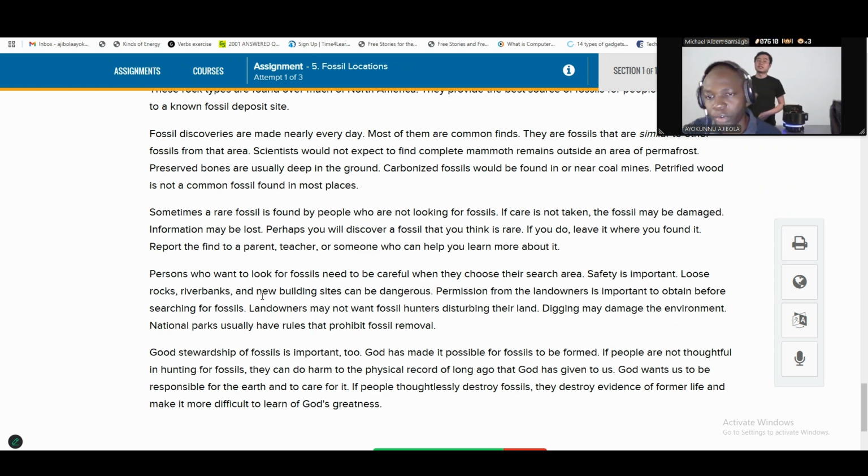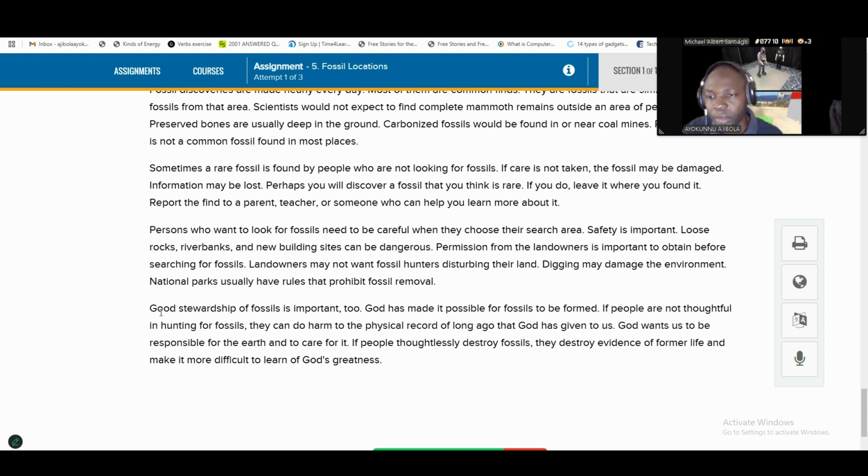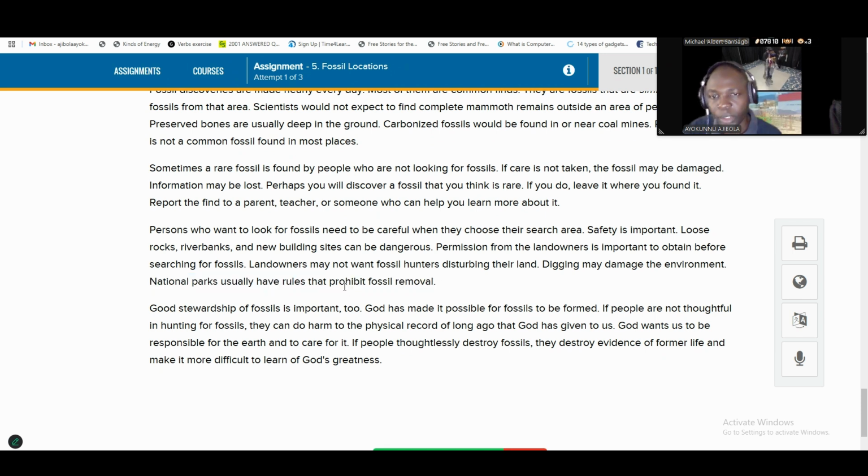Loose rocks, riverbanks, and new building sites can be dangerous. Permission from the landowners is important to obtain before searching for fossils. Landowners may not want fossil hunters disturbing their land. Digging may damage the environment. National parks usually have rules that prohibit fossil removal too. So take note of that, okay? They usually have rules that go against removal of fossils.